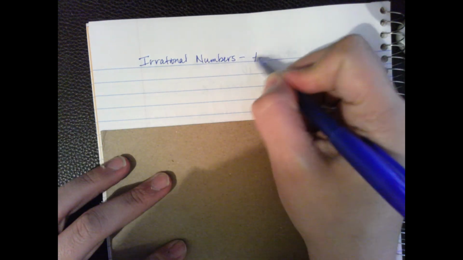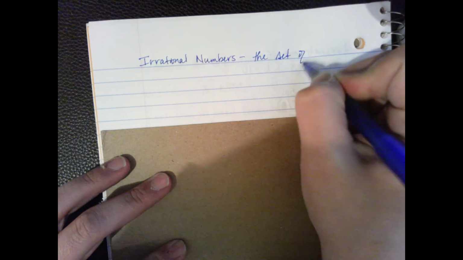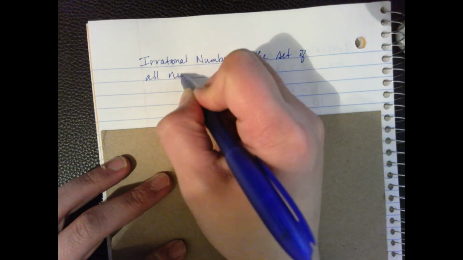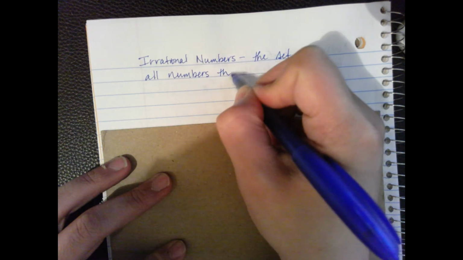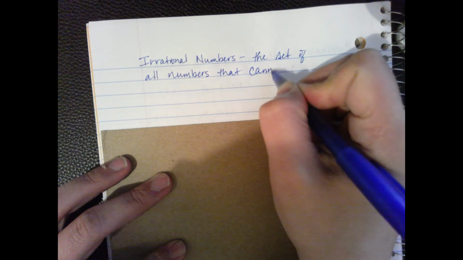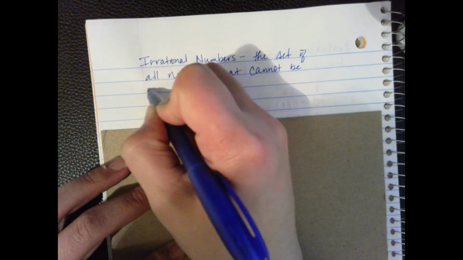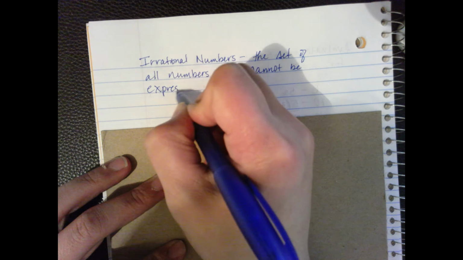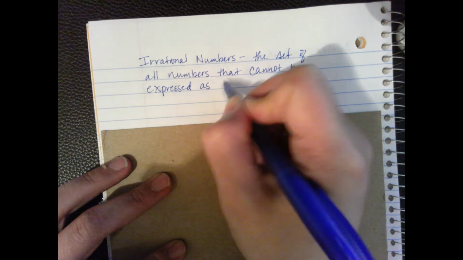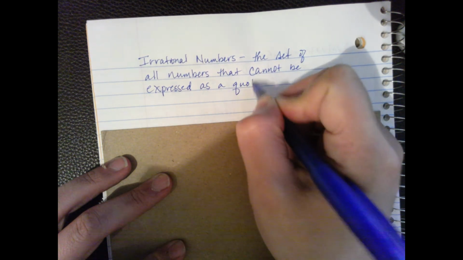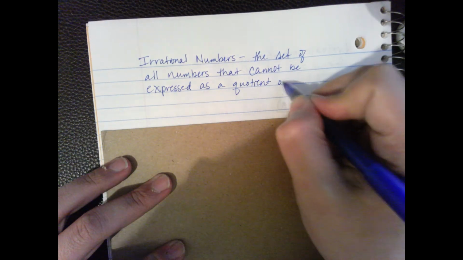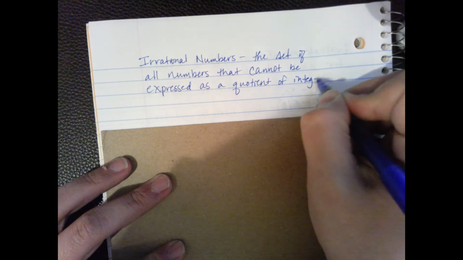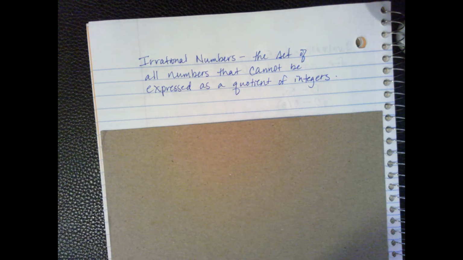The set of all numbers that cannot be expressed as a quotient. Remember, quotient means division of integers. So you have a formal definition that you can refer to.